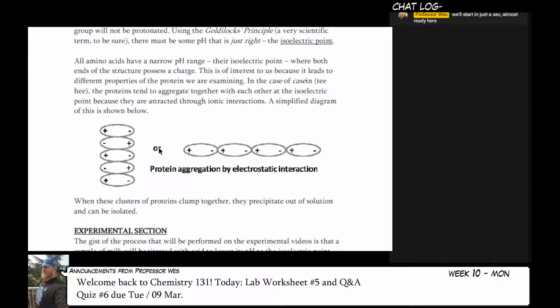And so what ends up happening is that if I get the pH to whatever the isoelectric point of casein is, then it becomes insoluble in water. And if it's insoluble in water, I can filter it out. And so that's what the experiment is going to do.